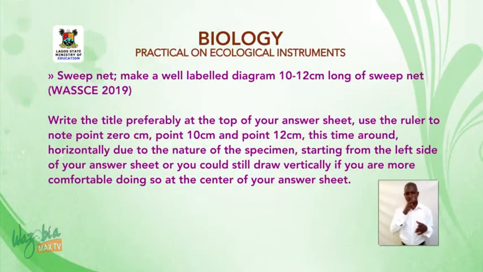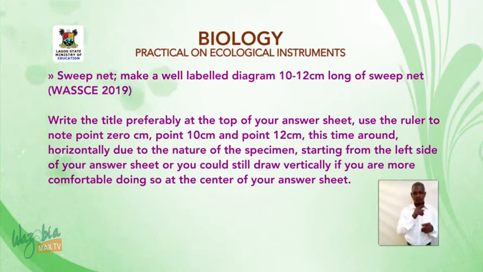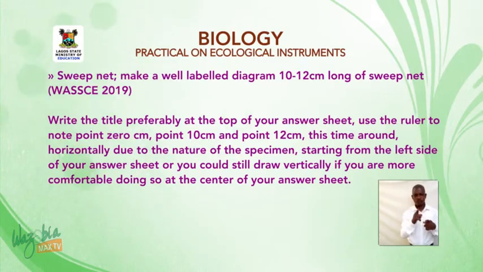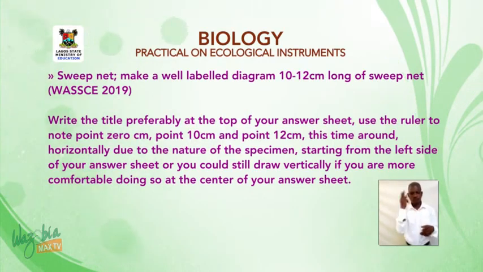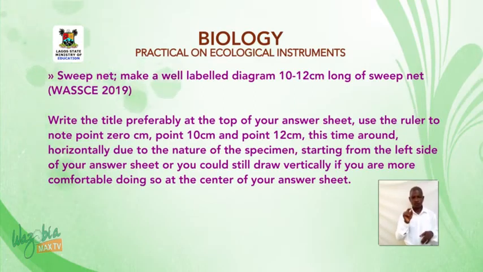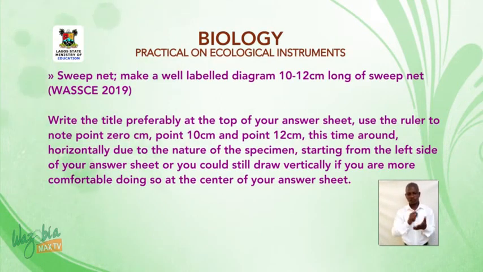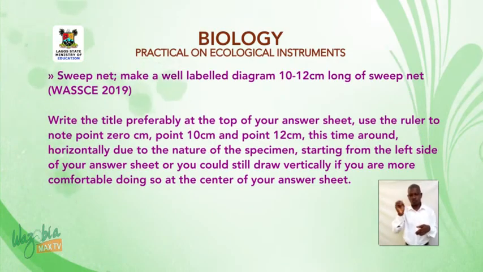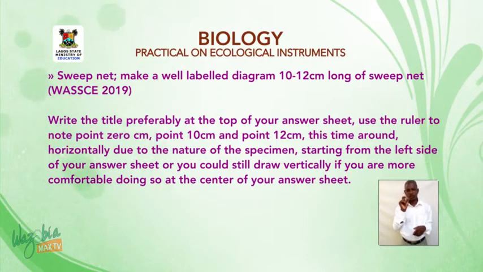Sweep net. Make a well-labeled diagram 10 to 12 centimeters long of sweep net. West African Senior School Certificate Examination 2019. Write the title, preferably at the top of your answer sheet. Use the ruler to note 0.0 centimeter, 10 centimeters, and 12 centimeters.